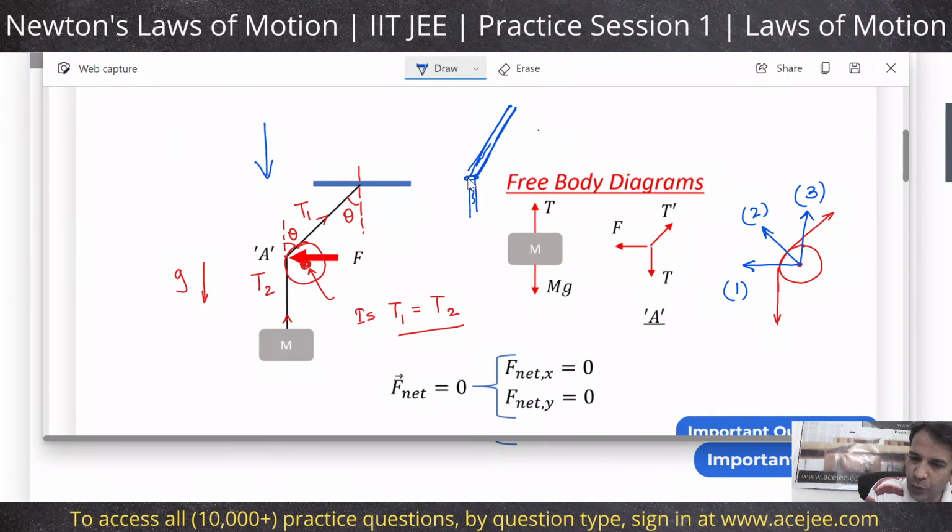Now if you were to pull it using a string, then you can achieve a scenario wherein you are pulling in the horizontal direction. But when you tie a noose around this point, then you are disconnecting the tension forces. You're causing a break in the tension forces in the string. So, Beta, did that make sense?